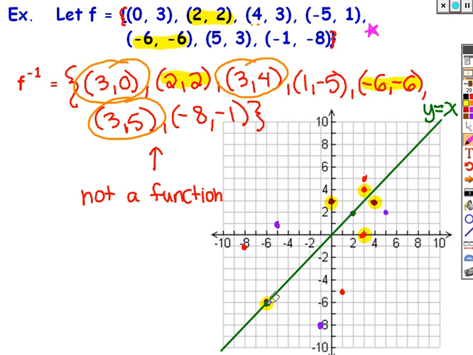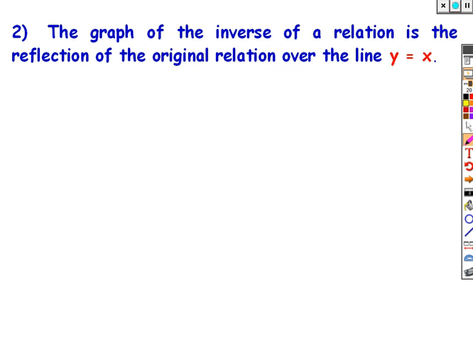So that brings us to the second point. Make a note of this on your note sheet. The graph of the inverse of a relation is the reflection of the original relation over the line y equals x. So if I graph a function, I reflect it over the line y equals x, I would get what is called the inverse of the original function.